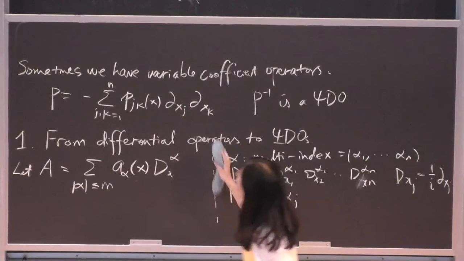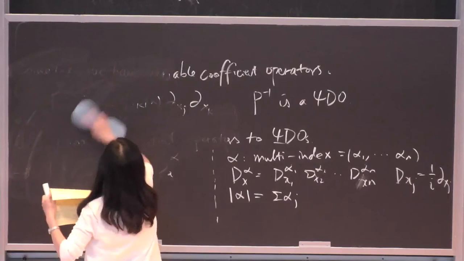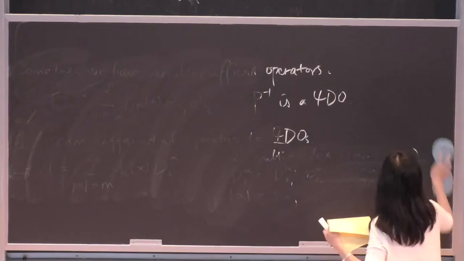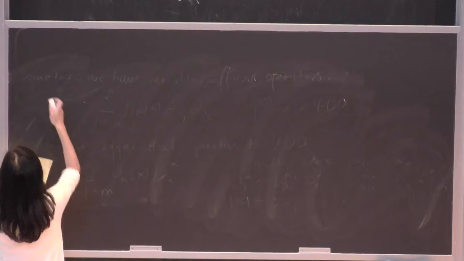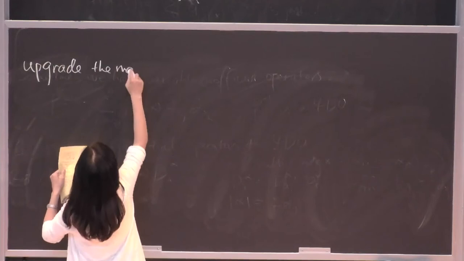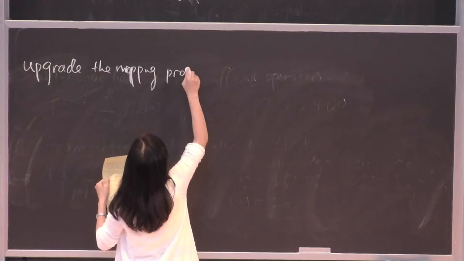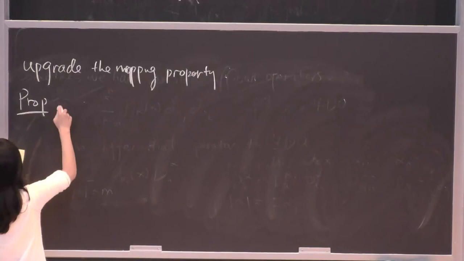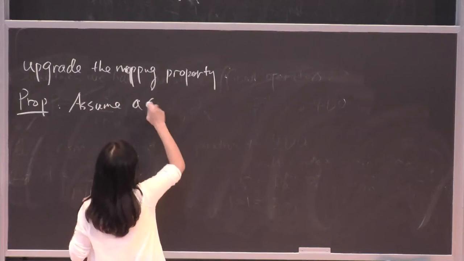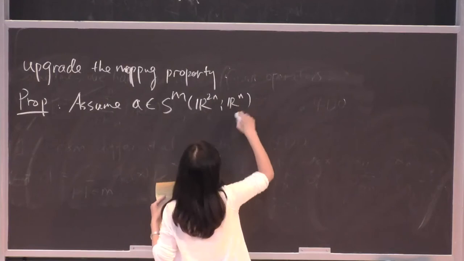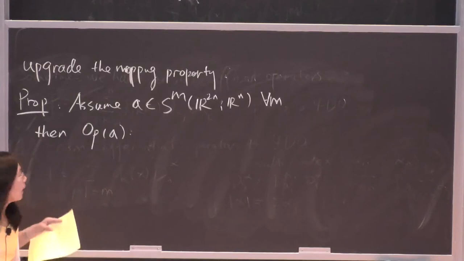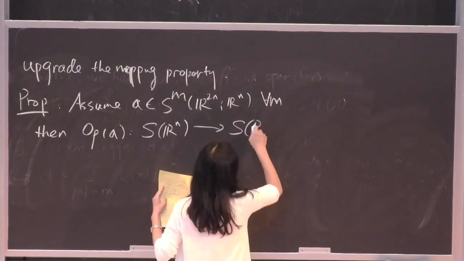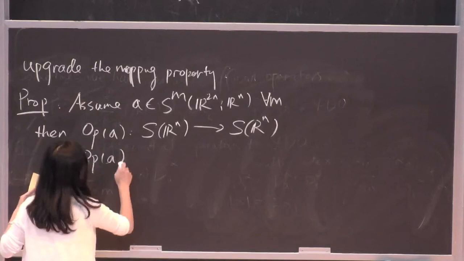After some work, now I want to upgrade the mapping property. If I have a Schwartz function and end up with an L infinity function, that seems a bit too weak. So we're going to upgrade the mapping property. Proposition: assume I have a symbol class as usual, A is in S^m, from R^{2n} to R^n, where m is any number. Then this Op A, this pseudo-differential operator, maps Schwartz functions to Schwartz functions. It's much better than L infinity. And it also maps from tempered distributions to tempered distributions.